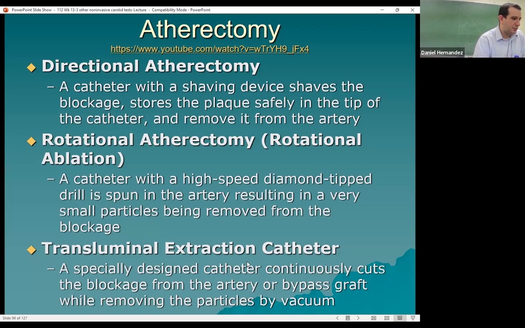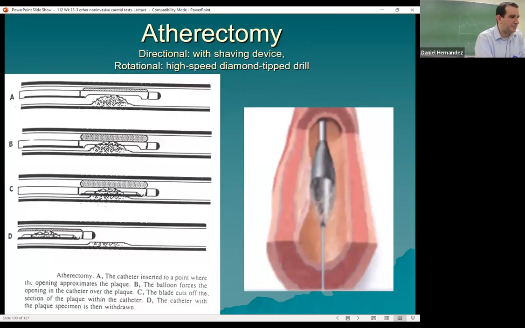There's also this transluminal extraction catheter that's specially designed that continuously cuts the blockage from the artery while removing the particles by vacuum. This kind of grinds and scrapes them up and then stores them here in this catheter tip. Gets sucked up.